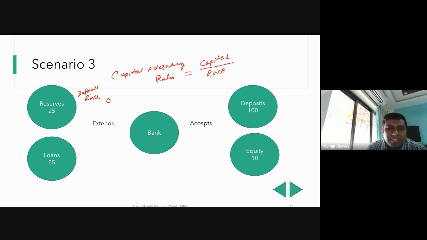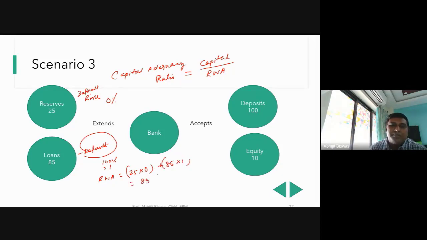But with these loans, there is default risk, right? Because these are given to different business houses. These are given to individual borrowers. So there is a possibility that there might be a default. So there will be a default risk. So for this, the weight will be 100%. But here, the weight will be 0%, but here it will be 100%. So 100% is basically equal to 1, right? So in this case, your risk weighted asset will be 25 into 0 plus 85 into 1, that is equal to 85. Okay. So your capital, that is your equity, is 10 and your risk weighted asset is 85.